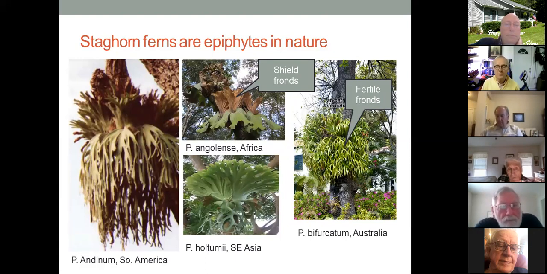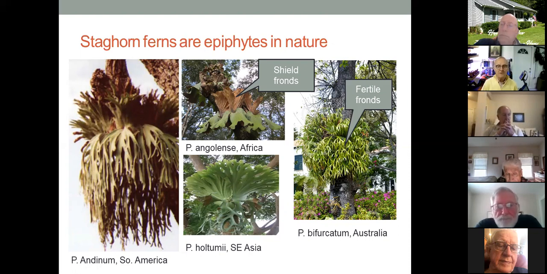These are all mature staghorns that you see here. Platycerium andinum is from South America. This is actually the only species that's native to the Americas. And you can see the morphology of this plant. It's growing up in the trees, and therefore it would be classified as an epiphyte, similar to Spanish moss, for example.